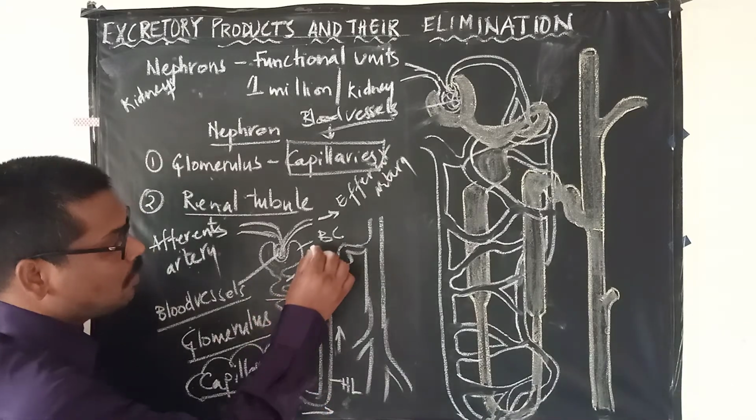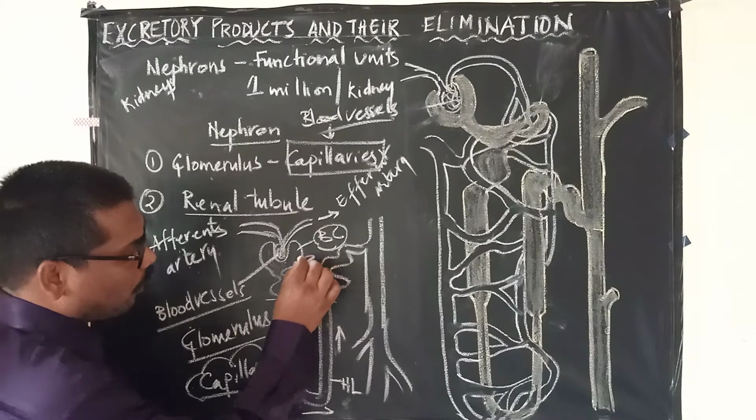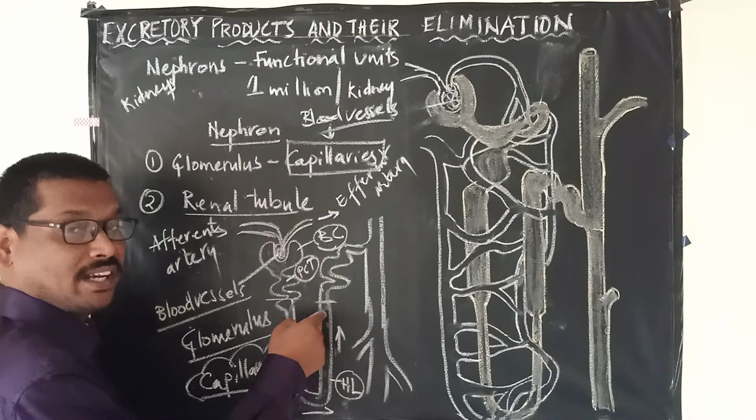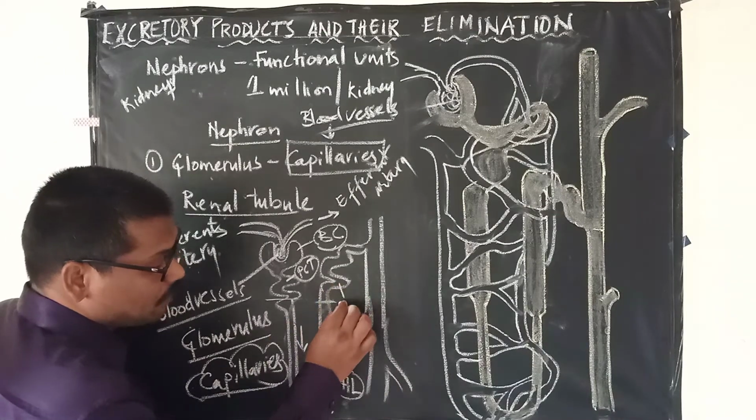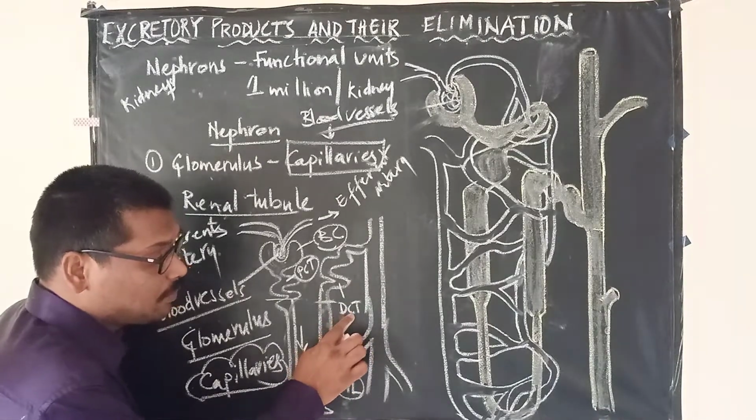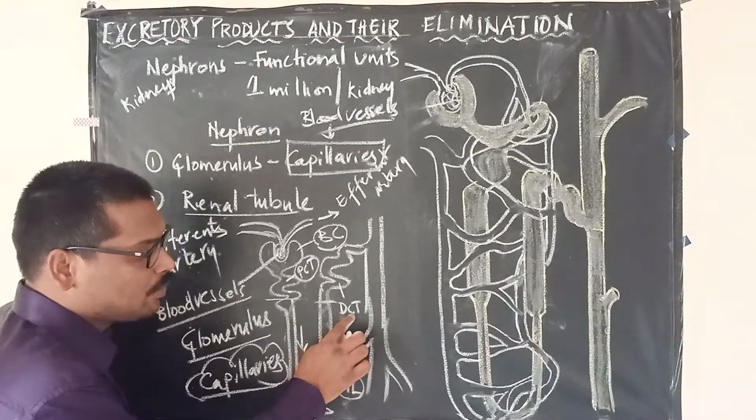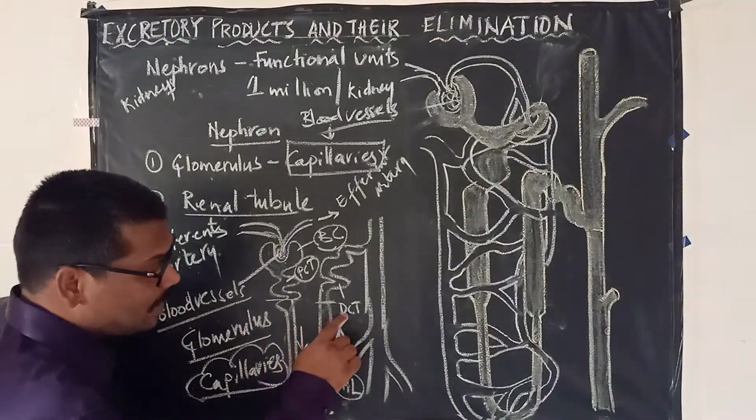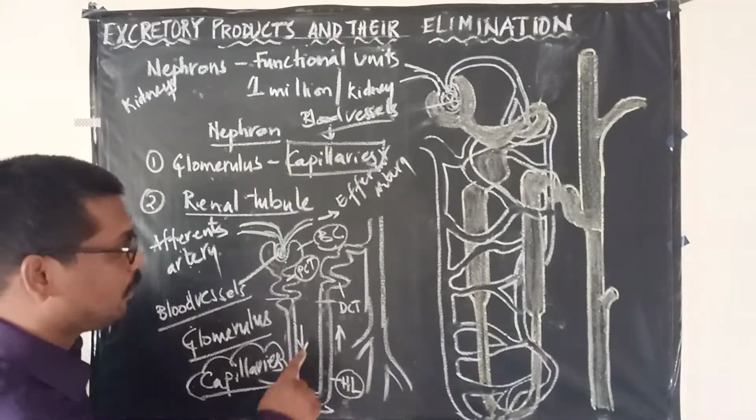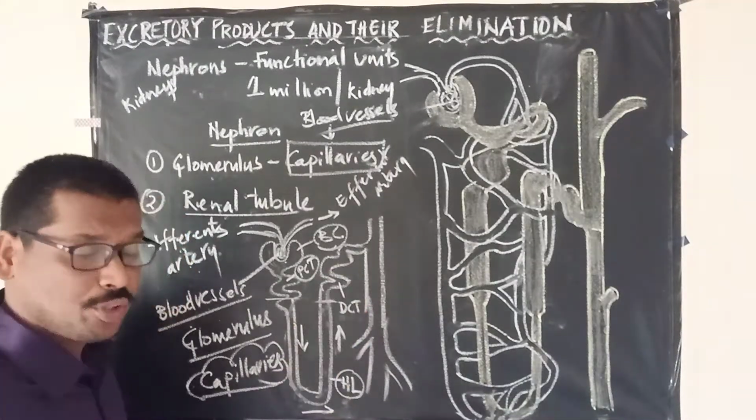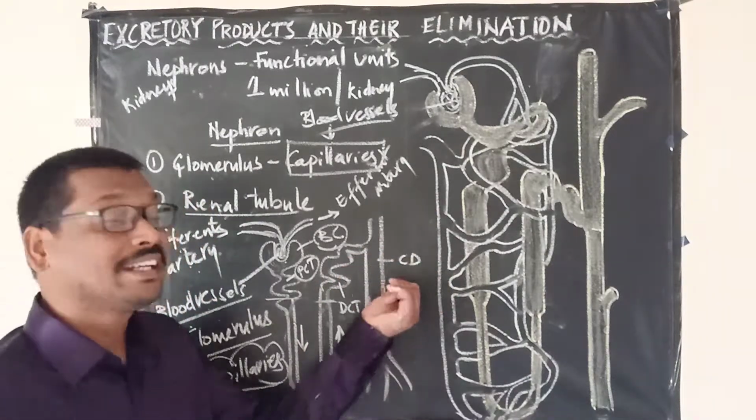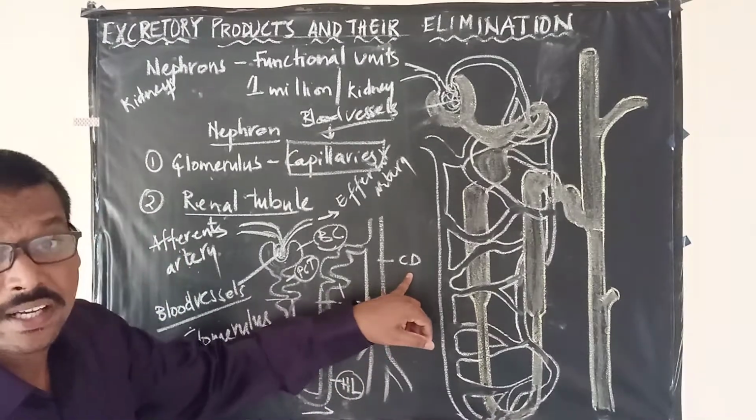Now you have come across the Bowman's capsule, the proximal convoluted tubule, and Henle's loop, which has two parts, the descending limb and the ascending limb. Then it is followed by the other convoluted tubule at the distal end. That's why it is called the distal convoluted tubule, DCT. Please remember that. This distal convoluted tubule is joined to the collecting duct.